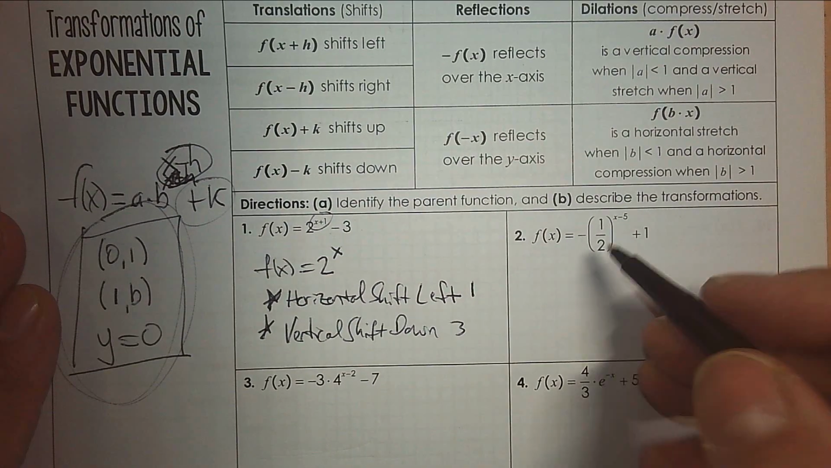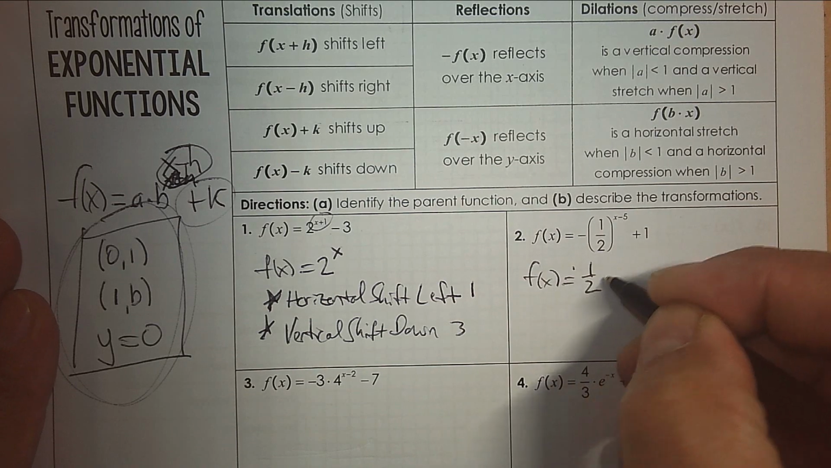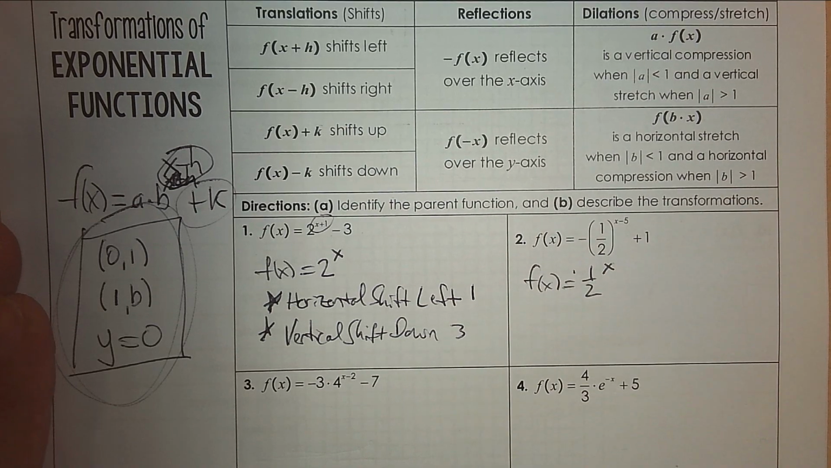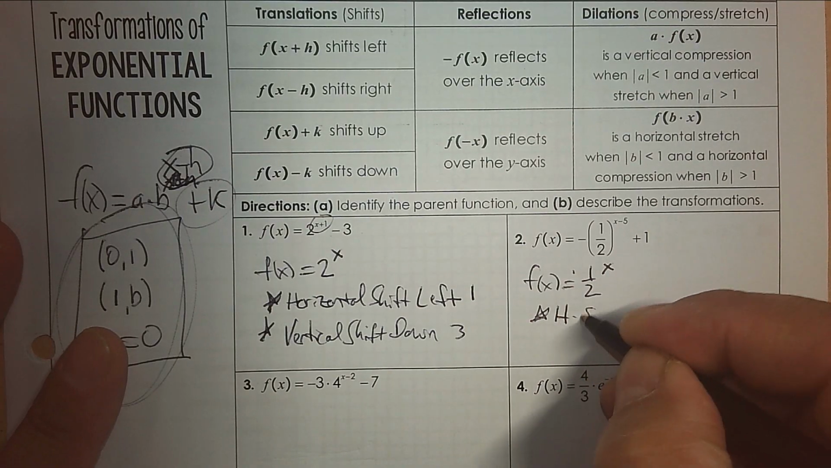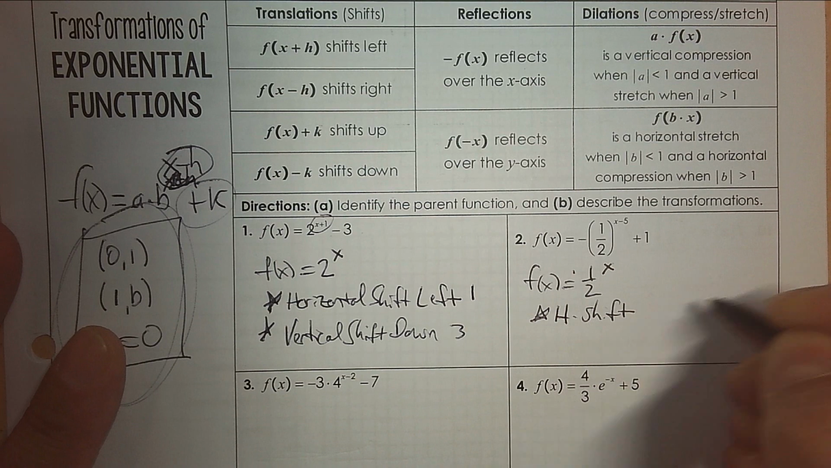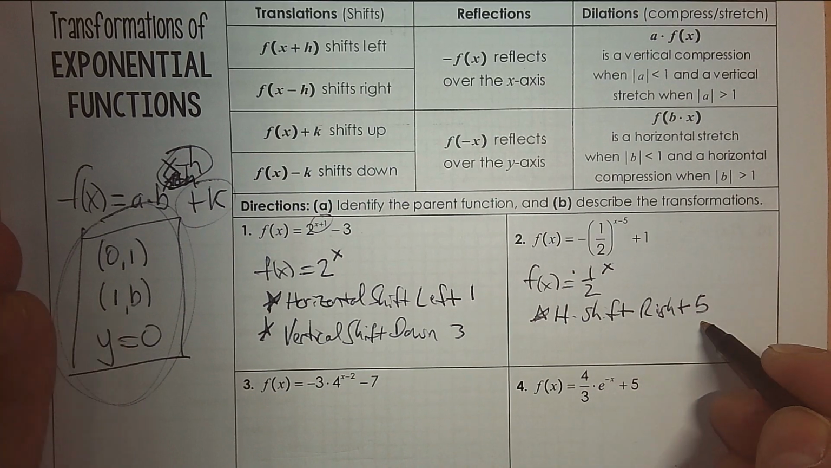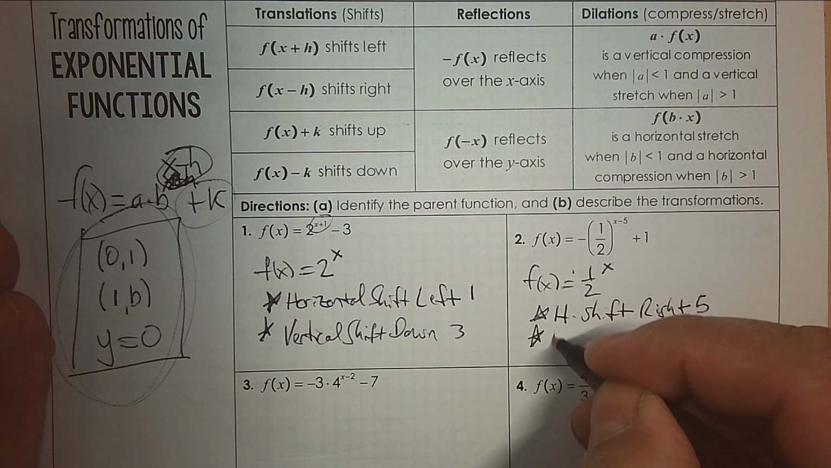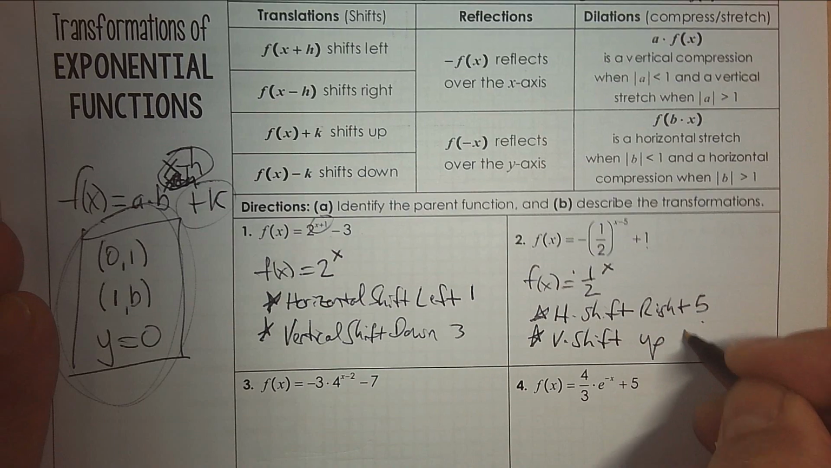Let's try it again. What number is my parent? What's the base? 1/2 to the x. What are the transformations? There's a horizontal shift in what direction? It's going to the right, how many? And then what other type of shift is there? A vertical shift, and this one's going up 1.